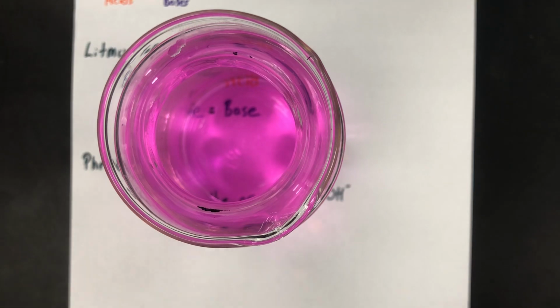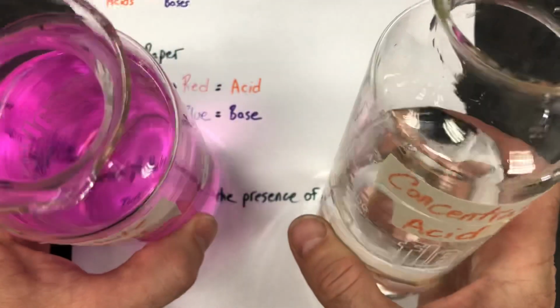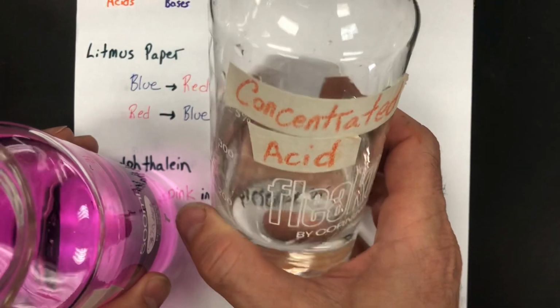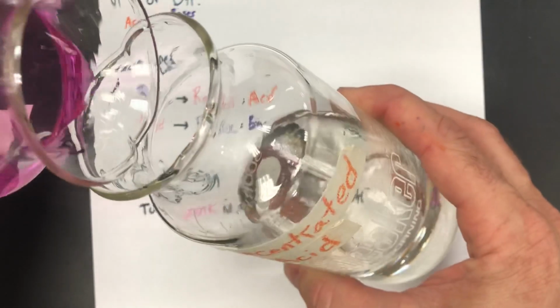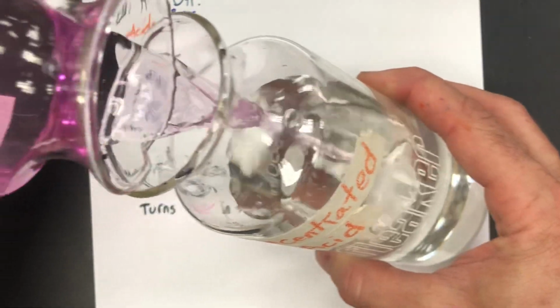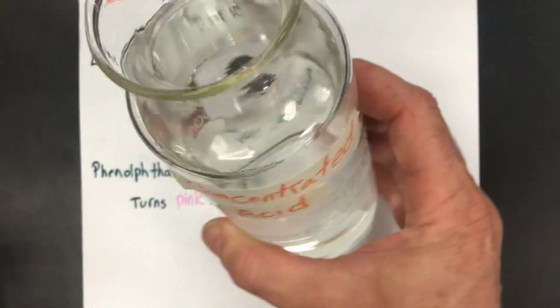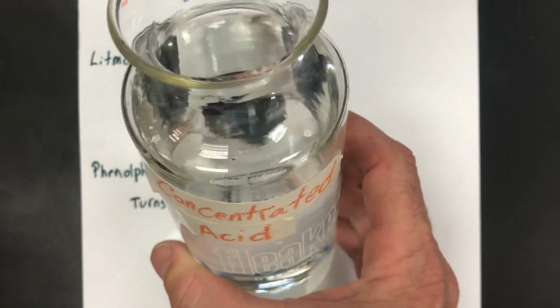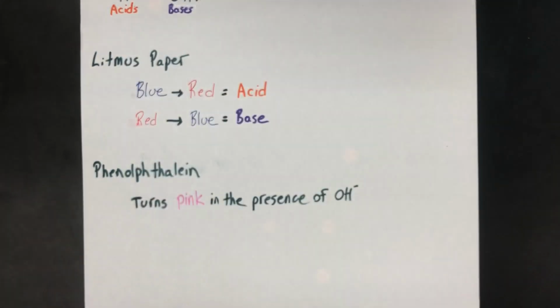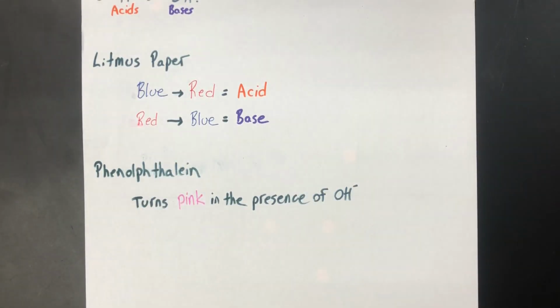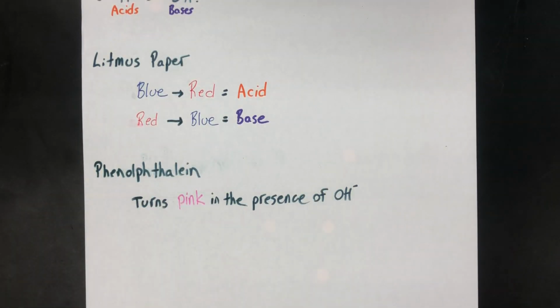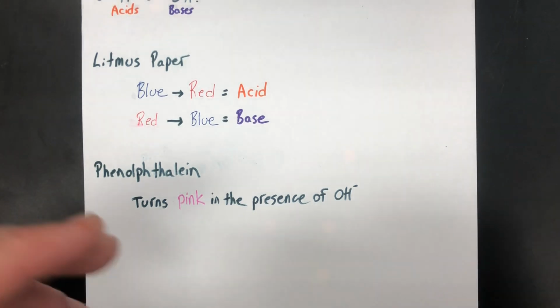Now, what would happen if I poured this base into a concentrated acid? So look at that, it's staying clear. It's staying clear because there's still more hydrogens than hydroxides. So all that phenolphthalein does is it tells you if something is an acid or a base. That's it. It's just like litmus paper. So here's another way to tell.